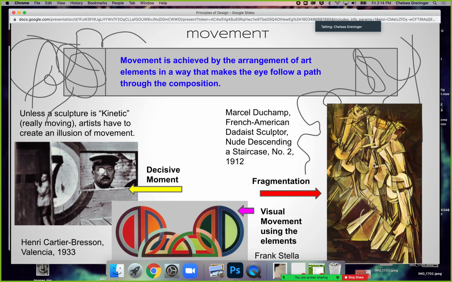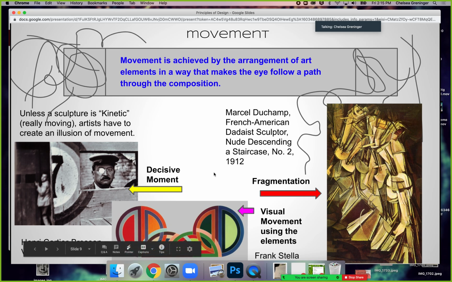All right, the next one is movement. Movement is achieved by the arrangement of art elements in a way that makes the eye follow a path through the composition. So we want the artwork to tell a story. We want our eye to move through the artwork. And artists have a lot of control over how that happens. So let's look at this Frank Stella painting down below. We talked about him in our featured artist of the week yesterday.